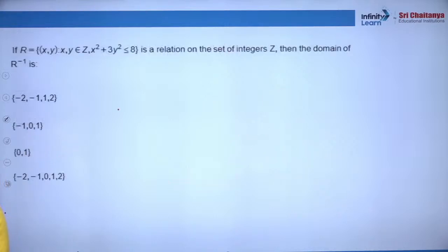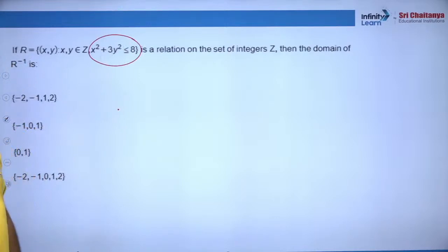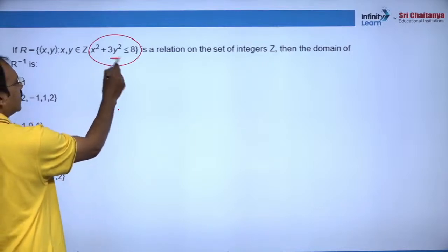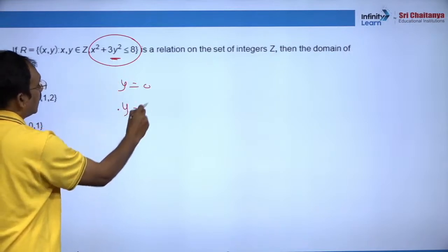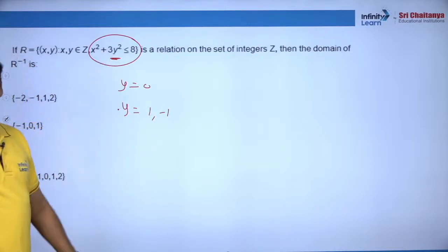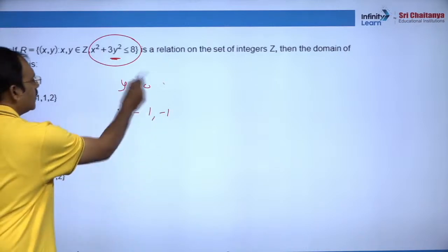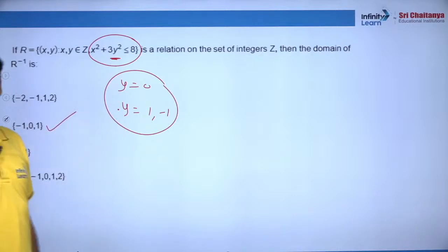Next, you see this is the one. r is a relation given by x square plus 3y square less than or equal to 8 on the set of integers. Then the domain of r inverse, that means the codomain or range of r, I can say, that means y values here. Y can be kept 0 because anyhow integers, y can be kept 1, minus 1, but 2 it cannot be kept. 2 square into 3 is 12, less than or equal to 8 is not possible. These are the only 3 possible numbers. So, minus 1, 0, 1 is going to be the answer, my dear friends.